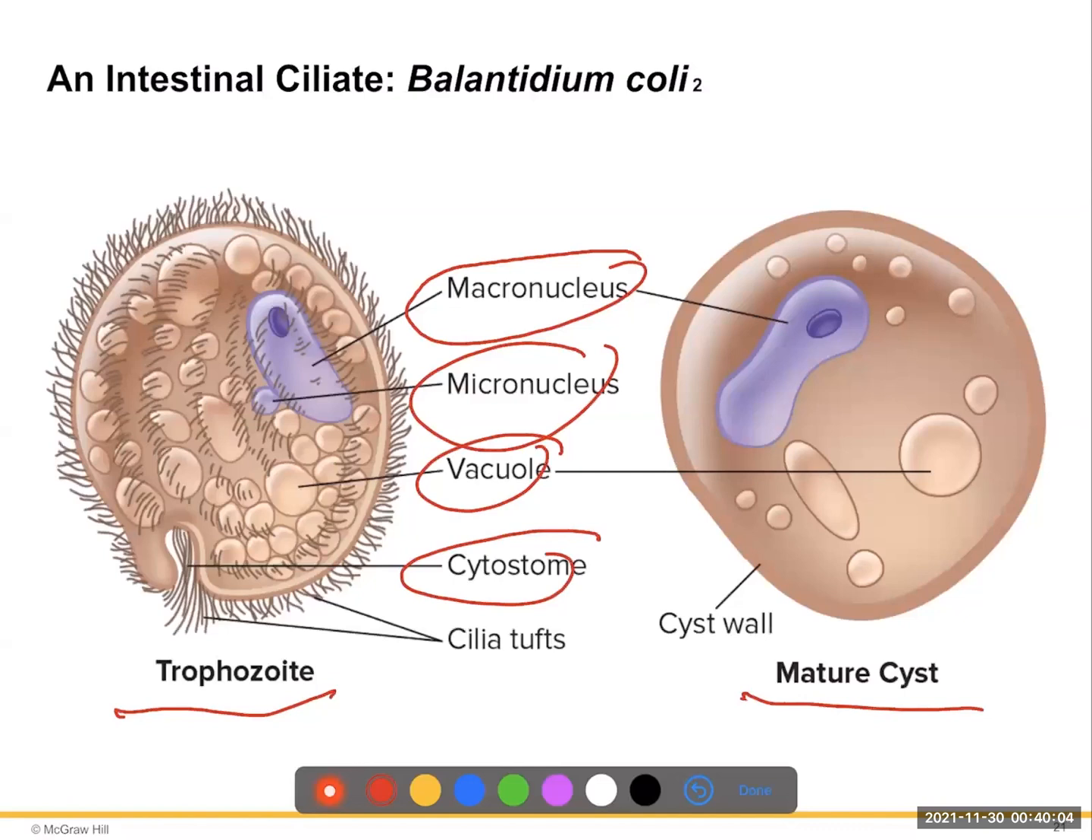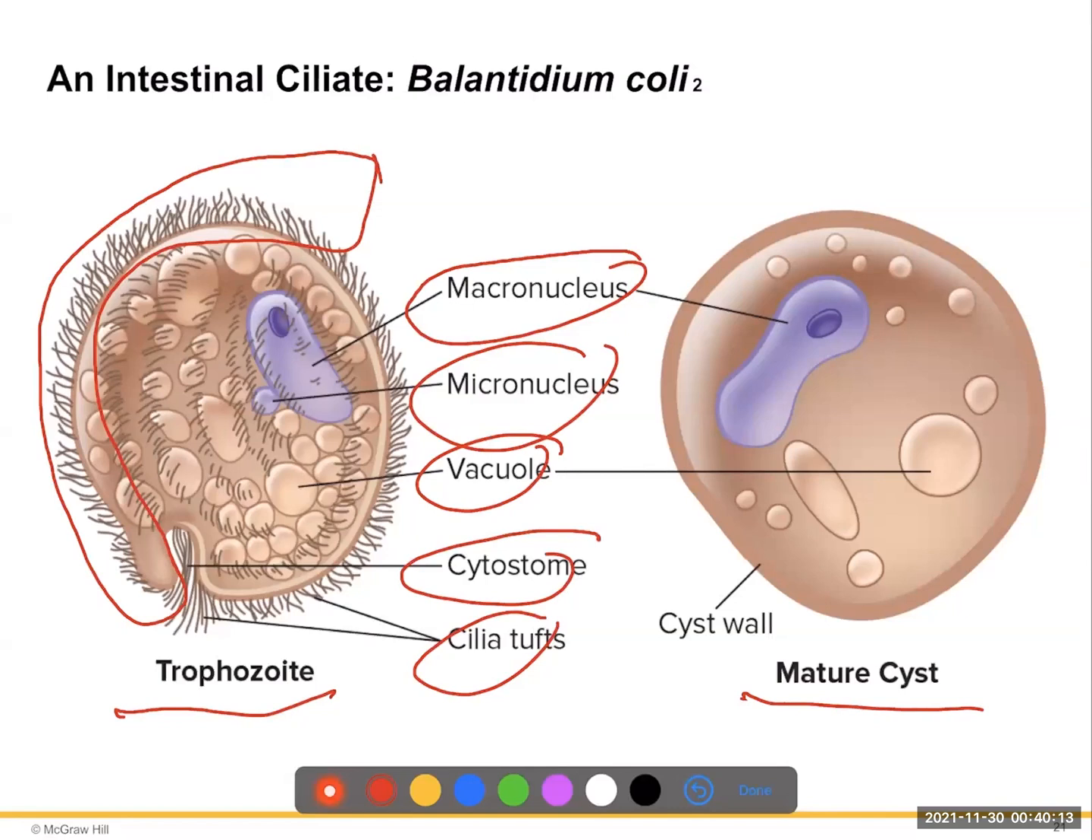The main difference is these cilia tufts. On the outside are all these little cilia, so this can move around and increase its surface area. In the mature cyst, the cell's not undergoing metabolism, so there's no need for surface area to absorb everything or move around. So this has a cyst wall. The mature cyst has no cilia on the outside. The trophozoite has cilia on the outside.